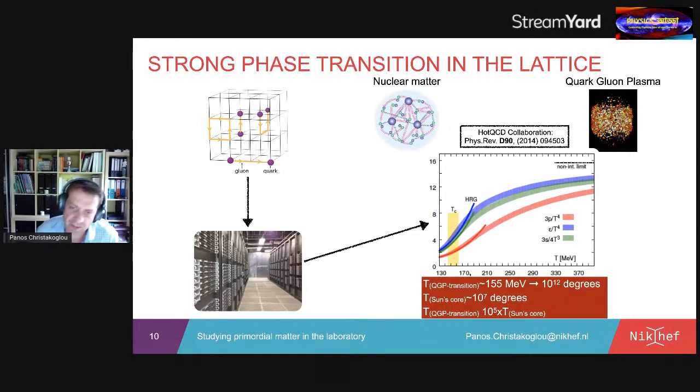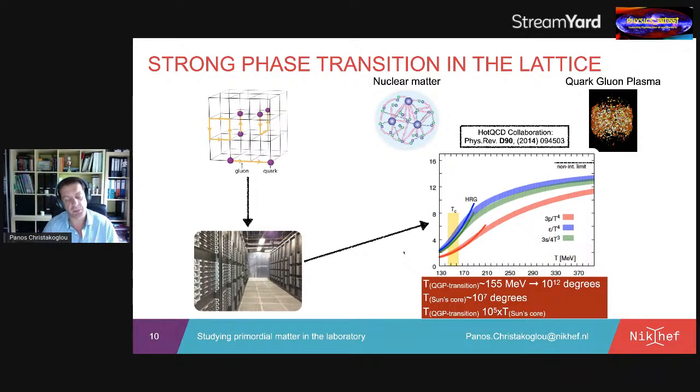And what you see here is that around 160, 155 MeV, you see a sudden rise in all these three quantities, which indicate a transition from a deconfined state of matter in this region, the quark-gluon plasma, to our normal nuclear matter, the hadronic matter, on the left side of the x-axis. So this is practically the phase transition, a strong phase transition for which lattice QCD provides strong theoretical guidance.